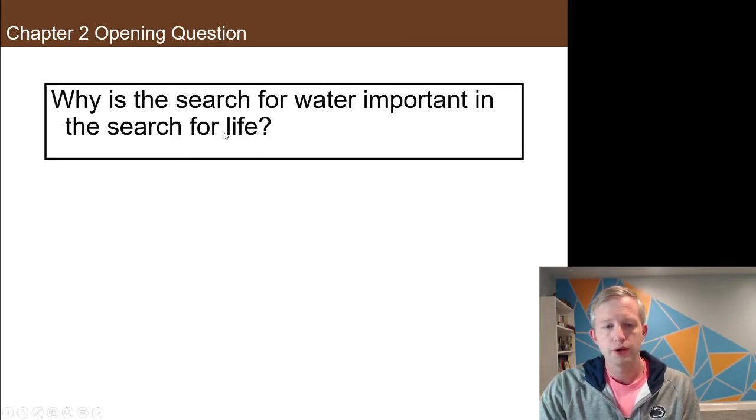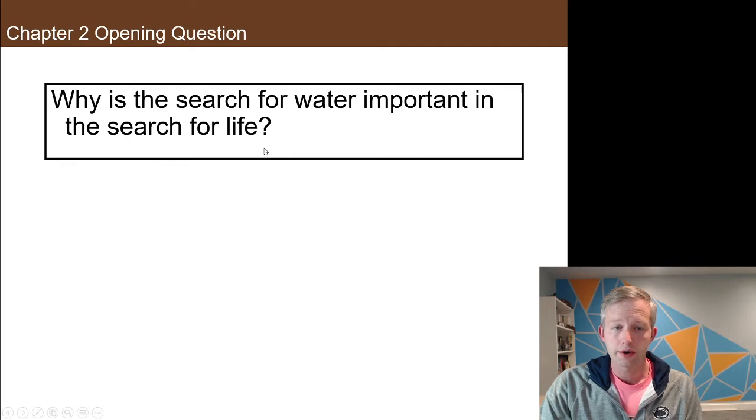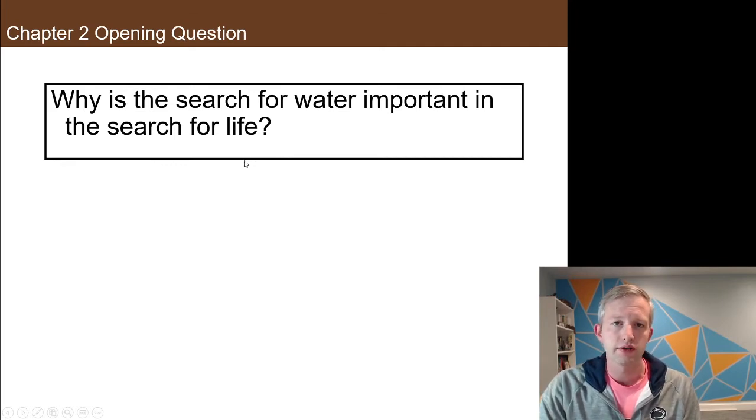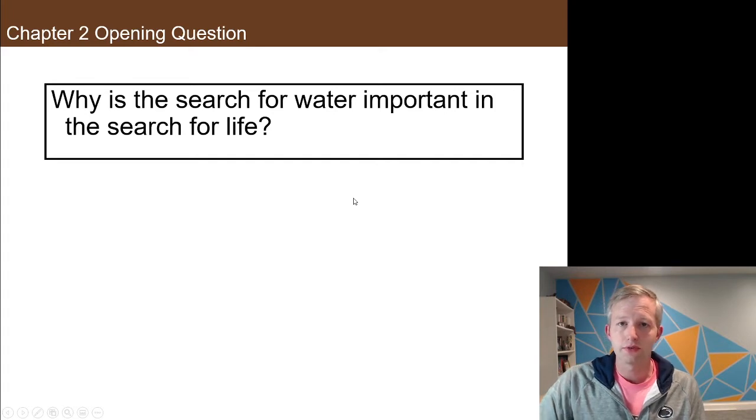So this chapter opens with the question, why is the search for water important for the search for life? And you saw on the opening slide, there's a picture of Mars. So water, being a very important polar molecule, is really essential to all of biology, and as far as we know, is an essential piece for living things.